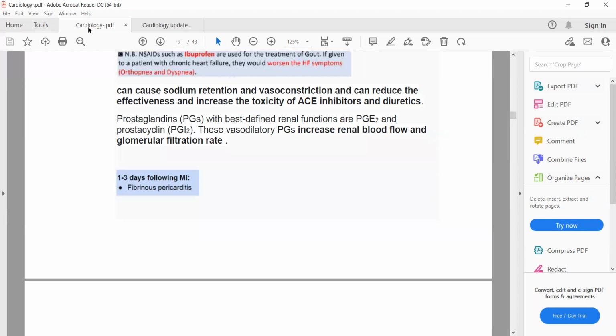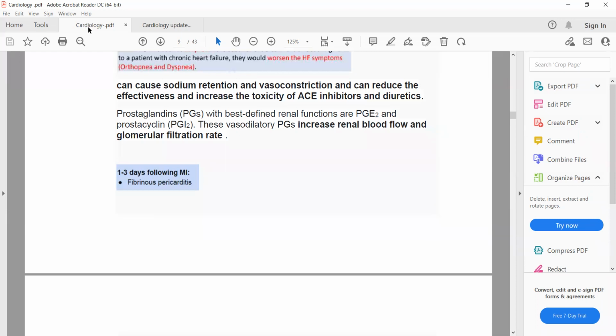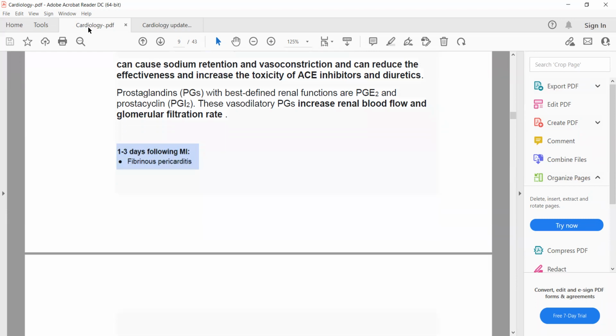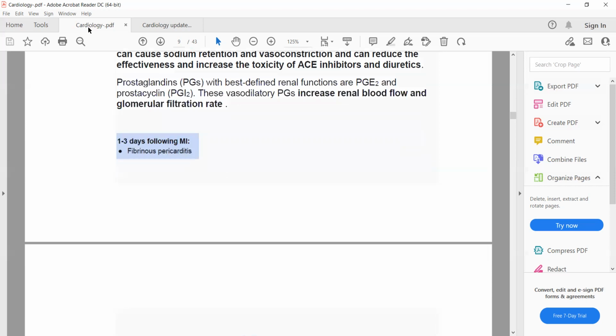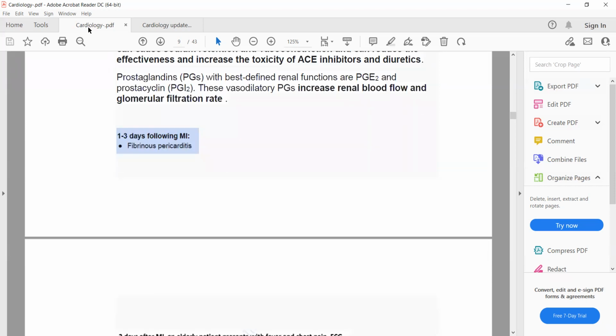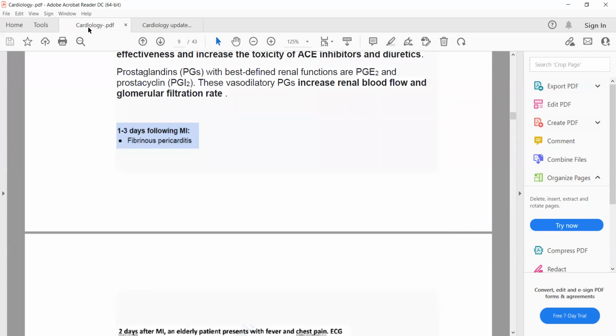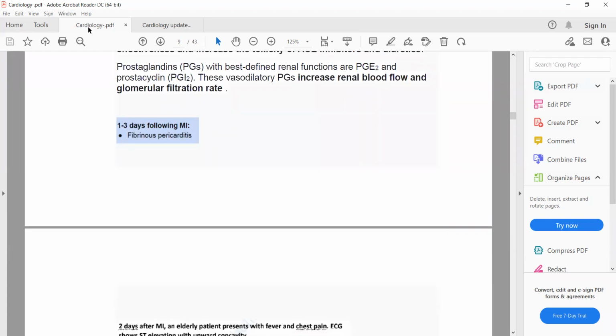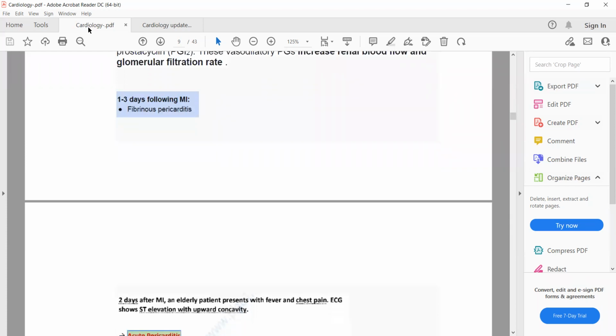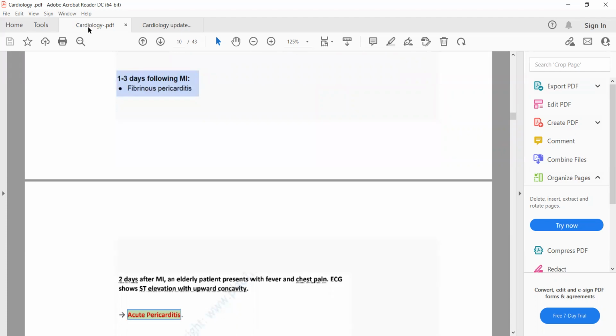So this was all about the immediate complications of MI that can occur within 24 hours after an MI, and those included tachyarrhythmias plus heart failures. Now, some more complications of MI that can occur after 24 hours, up to 3 days.